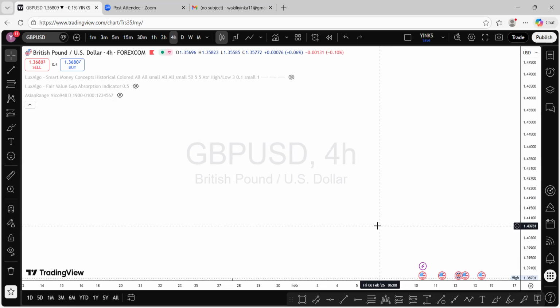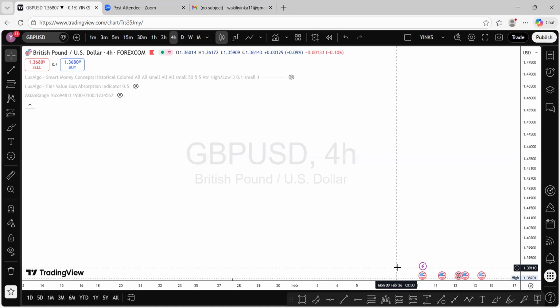Now, when it comes to market structure, what is that thing you see on the chart that will make you confidently tell someone that this is market structure? It is the way the market is being structured, the way the market is wired, the way the market moves. Now, how does this market structure look?